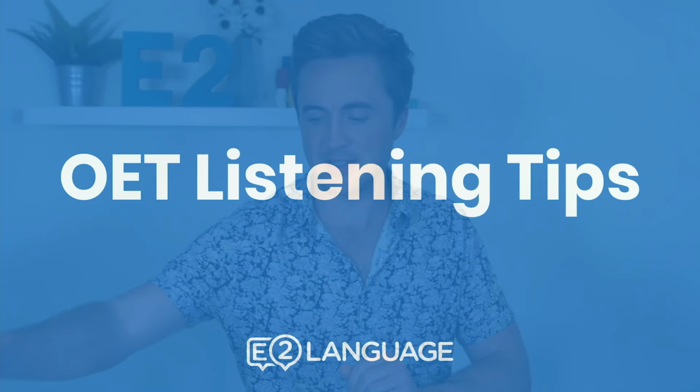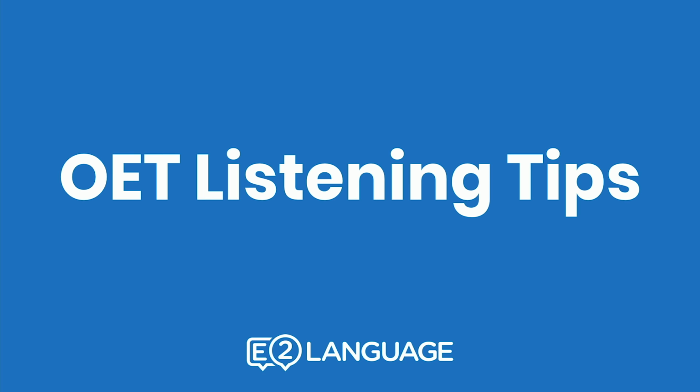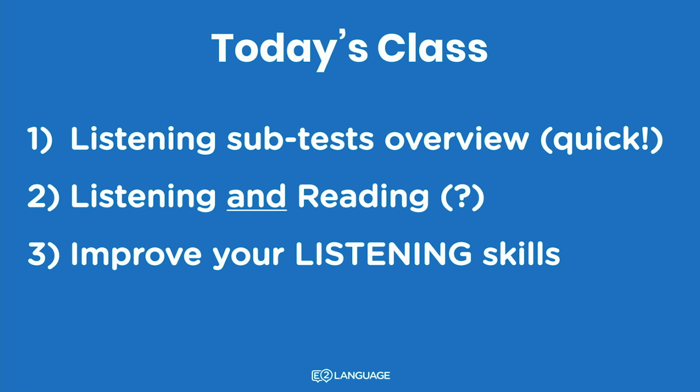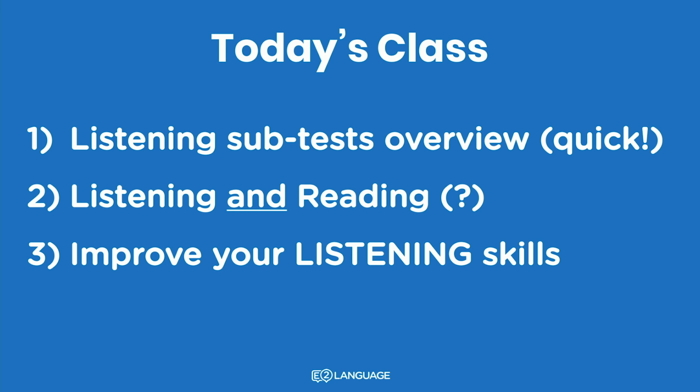In this lesson, I'm going to give you some OET listening tips because some of those subtests can be pretty tricky. What we're going to do more specifically is I'll give you an overview of the listening subtests. That will be very quick. Then we're going to think about the relationship between listening and reading, because on test day you are faced not just with listening, but there's also reading that you have to do in multiple choice or in the listening part A subtest, for example. And what happens when you listen and read at the same time, or can you actually read and listen at the same time? So in other words, what's a good approach for each of these subtests? Because they're all quite different. Lastly, I'm going to give you a tip on how to improve your listening skills overall.